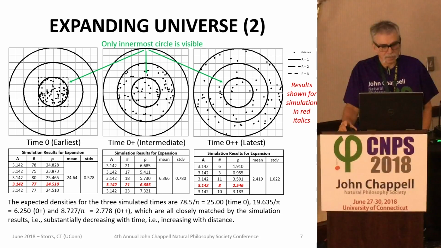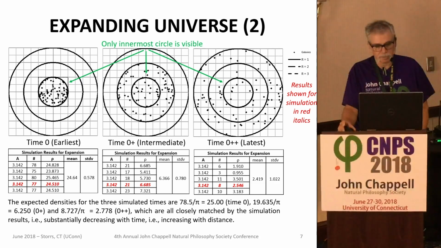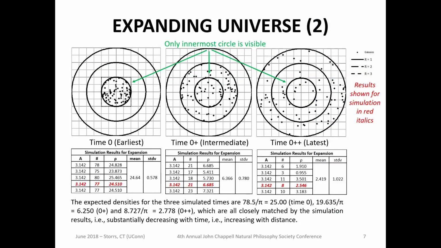And you can see that the galactic density originally would have been, theoretically should have been, around 25 at time 0. And the simulation shows, the one in red is the one that's pictured, roughly about 25, so the simulation matches with expectation.